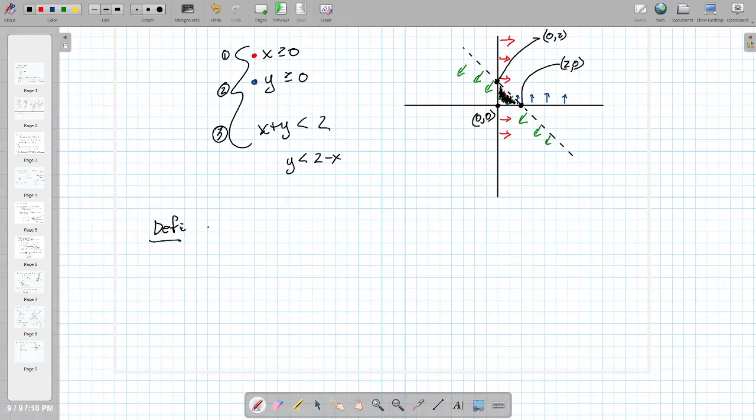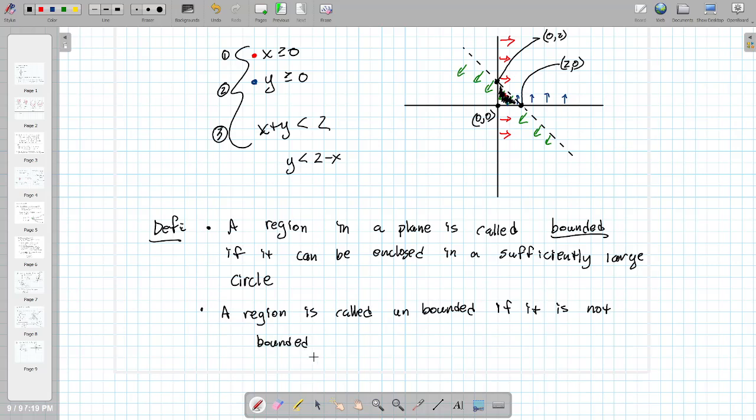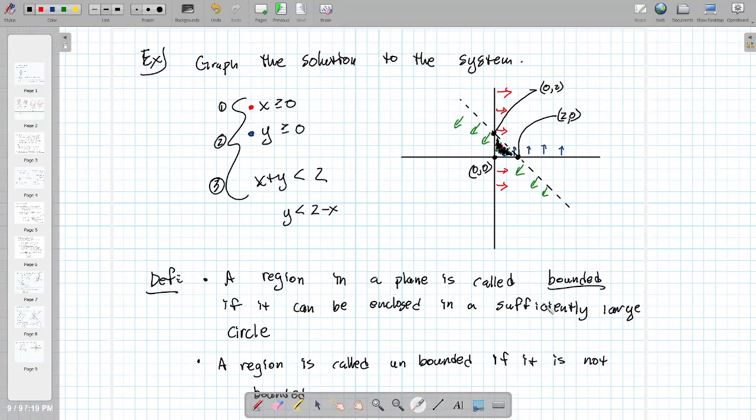Definition. A region in a plane is called bounded if it can be enclosed in a sufficiently large circle. The region is called unbounded if it is not bounded. So basically, if it doesn't fit the definition of bounded, then it's called unbounded. Now, when we say sufficiently large circle, what we're saying is if we can enclose a region in a circle at all, then it's going to be bounded. If there is no such circle that can contain the entire region, then it's unbounded.